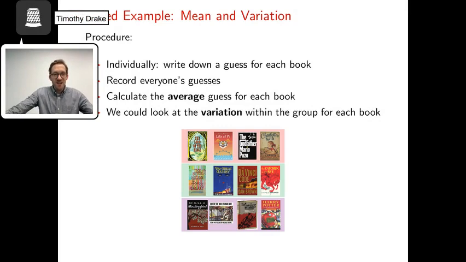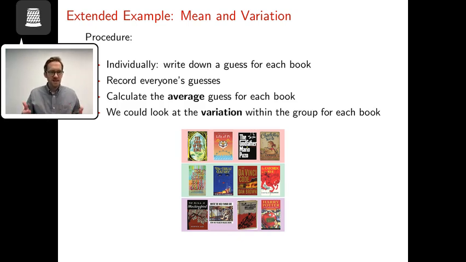So individually, you might write down a guess for each book. And if we were together as a class, we could record all those guesses. And once I have all that information, we could calculate an average guess for each book. How many do we think on average each book has sold? We could also think about the variation between the students, all of us, within each book. So each book would have some average guess, but there's going to be some spread. Some people might say 5 million copies and some might say 30 million copies, right? So we're going to have some degree of variation that helps us think about how many books have been sold, what our guesses are.